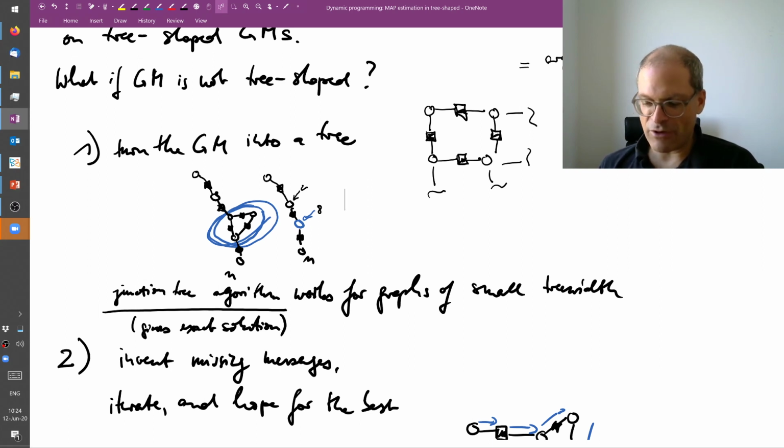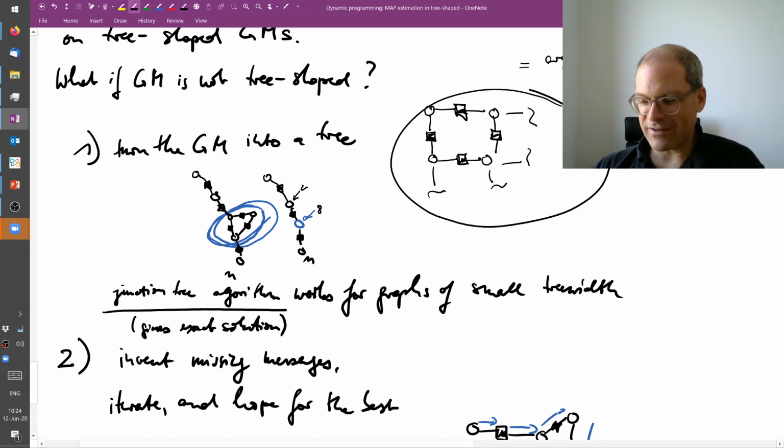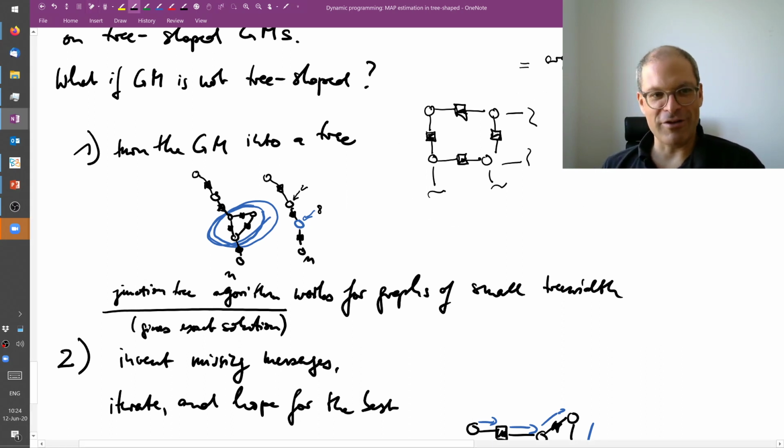I'm not going to define tree width now, but qualitatively, if you squint, if you look from a distance and it looks like a tree, almost, then that has a low tree width. This thing here, the Cartesian lattice, never looks like a tree, so this has a huge tree width, and you wouldn't want to use a junction tree algorithm here.